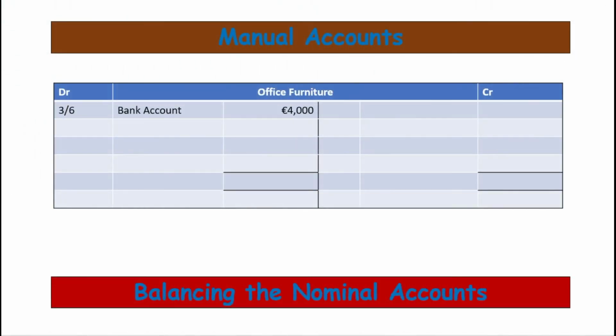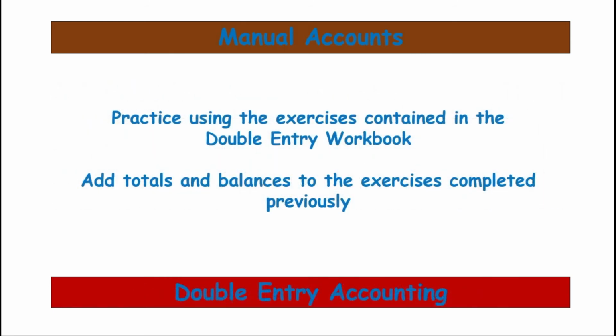In this example, we will look at balancing an account that has entries on one side only. We enter the highest total on both sides as before. We then enter the balance on the lowest side and also bring the balance down to the start of the next month as before. Take some time now to practice balancing nominal ledgers.